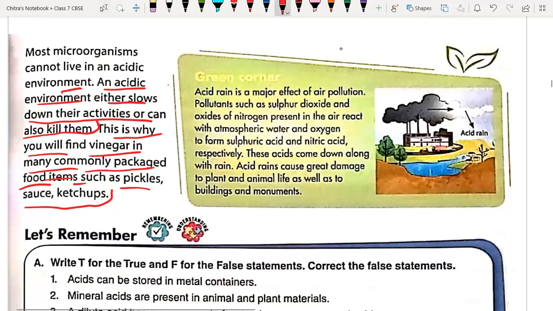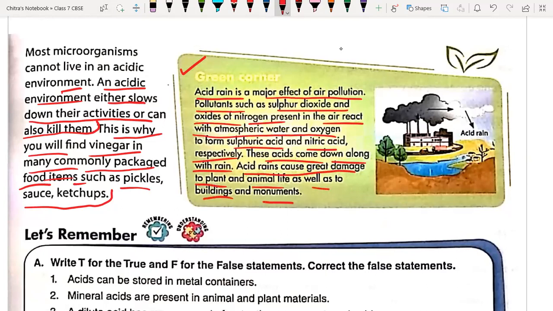Then we have the green corner, very important. First, understand that acid rain is a major effect of air pollution. Pollutants such as sulfur dioxide and oxides of nitrogen present in the air react with water molecules and atmospheric oxygen to form sulfuric acid and nitric acid respectively. These acids come down along with rainwater and cause great damage to plants, animals, as well as buildings and monuments. That's why acid rain is very dangerous.